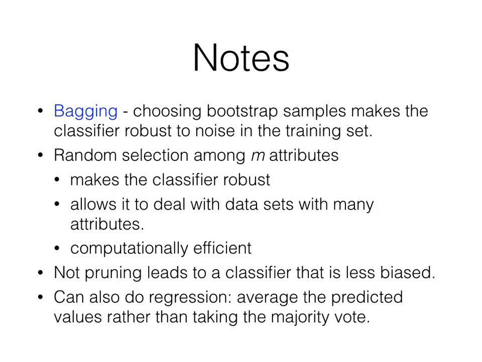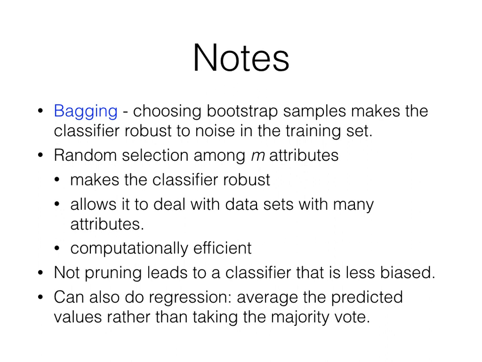The bagging component of random forest, choosing these bootstrap samples, makes the classifier robust to noise in the training set. And the random selection among the little m attributes makes the classifier robust and allows it to deal with data sets with many attributes, and it's also computationally efficient. Because we're not going to prune the trees, that means that we get classifiers that are less biased and also have a higher variance, so that the ensembling will be able to reduce that variance component of the error and make it work.